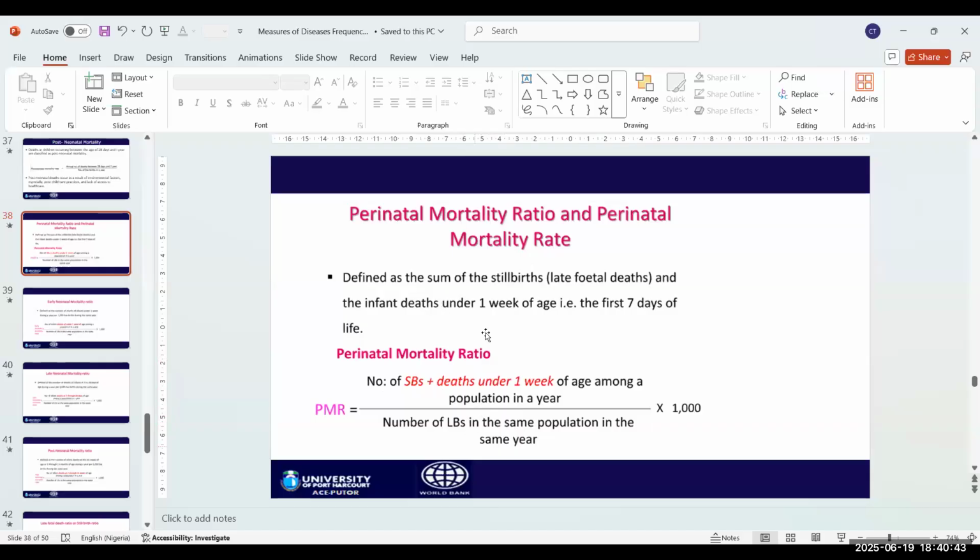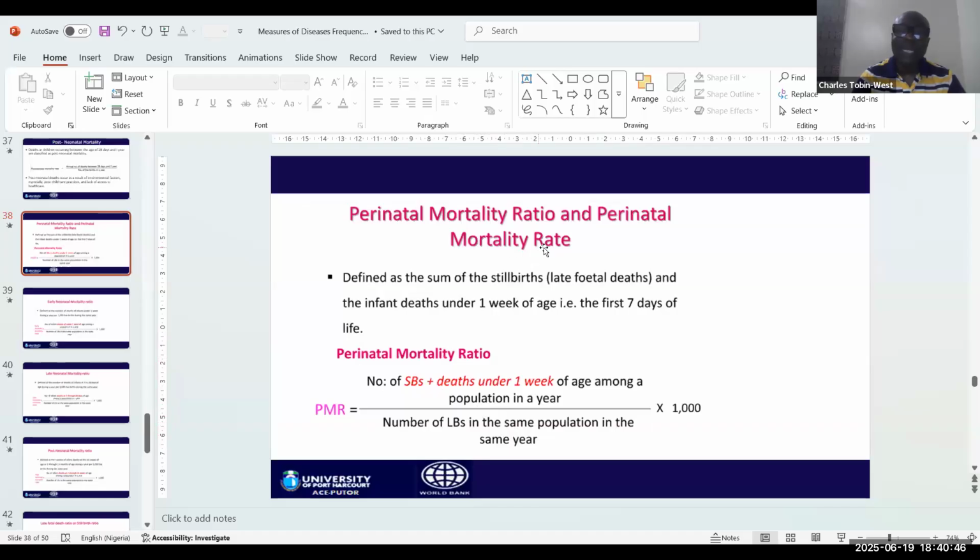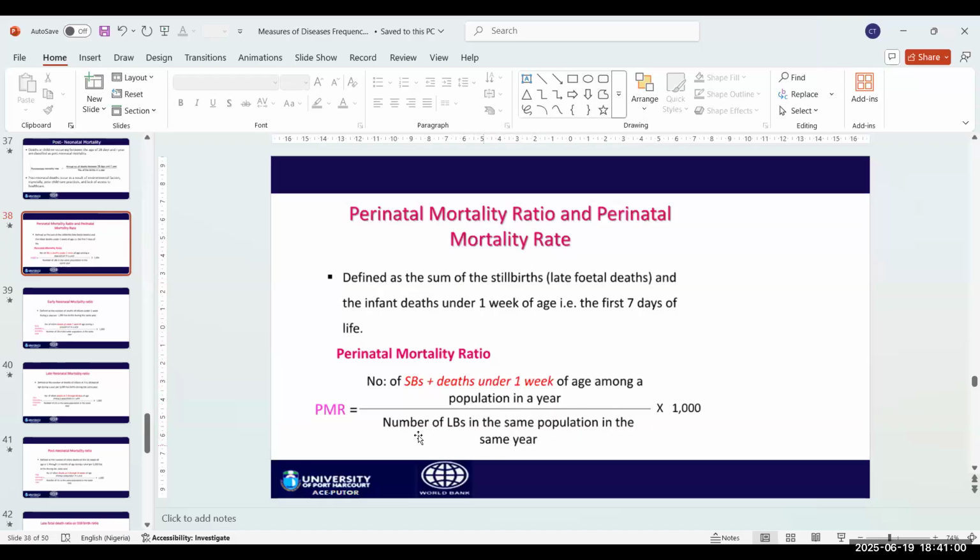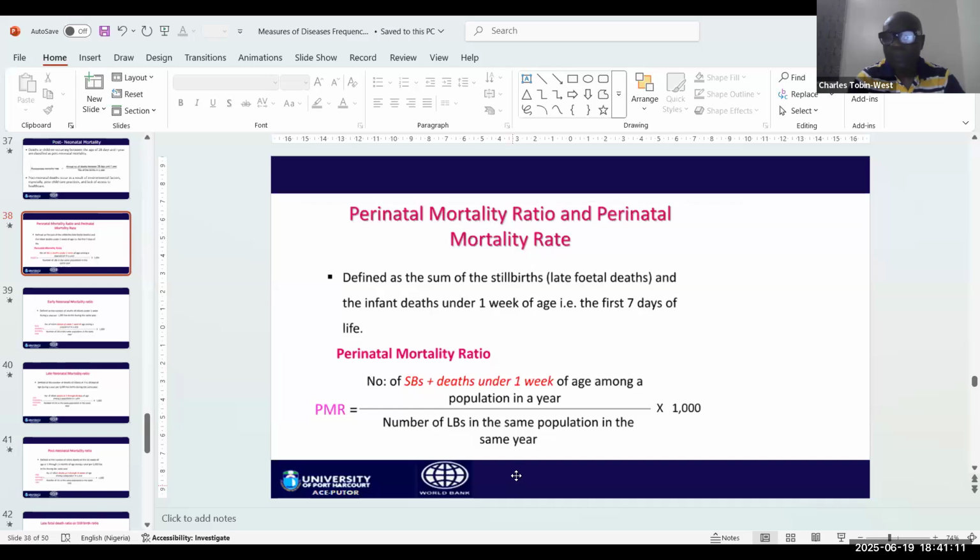If you are looking at perinatal mortality rate, as I told you, the numerator is part of the denominator. So that will be over all deaths. The numerator will be over the denominator.